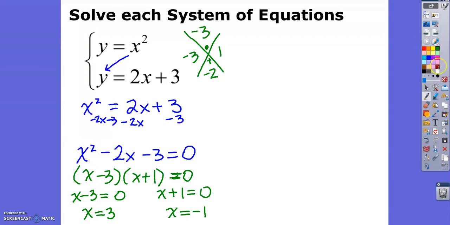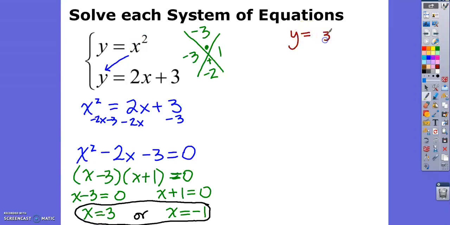Now, in previous times when we've solved systems, we've only ever gotten one answer at a time for x, but now we have two different answers, which means we're going to have to do more work here. So the next thing we're going to do is plug these in to see what happens. We'll start with 3, and we'll plug it into the first equation.